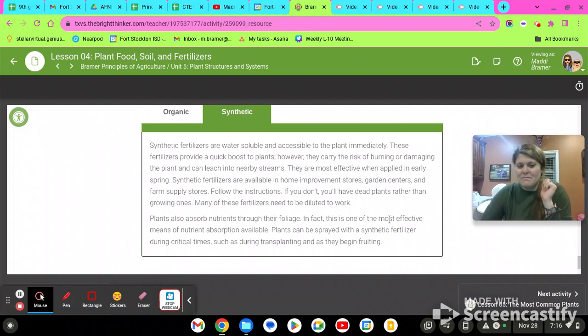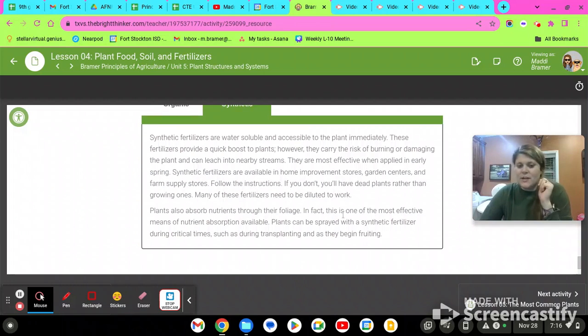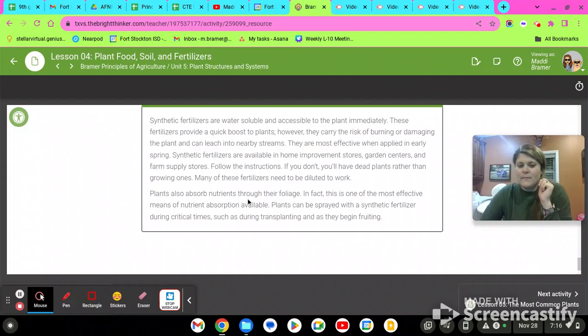Synthetic fertilizers are man-made. These are water soluble and accessible to the plant immediately, so they don't have to be broken down. They're effective when they're applied early in the spring. You can buy these from farm supply stores and garden centers. Just make sure you follow the instructions. They're safe. Just follow the instructions.